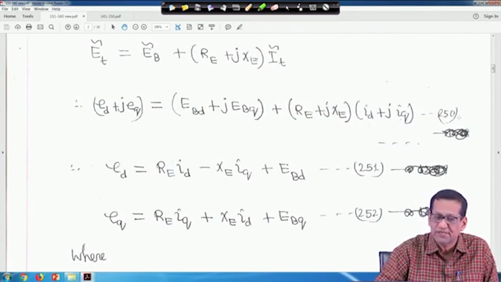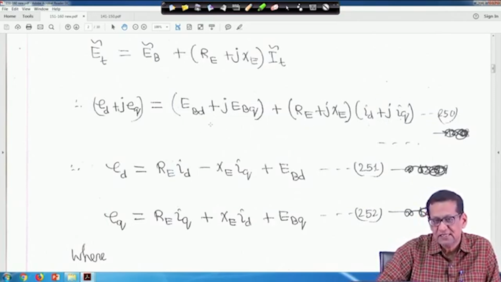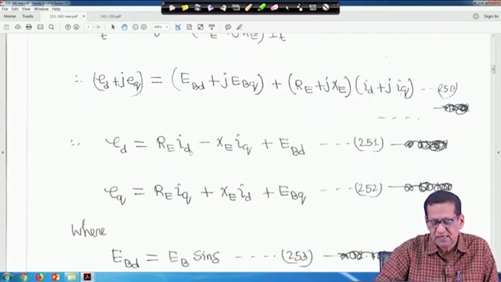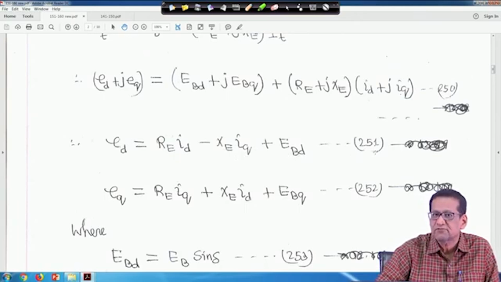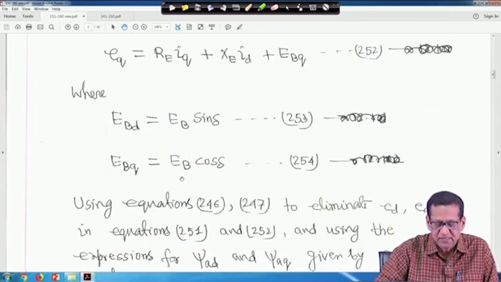This is equation 250. If you multiply the second term and collect the real part and imaginary part, then E d will be equal to R e I d minus X e I q plus E b d. This is equation 251, and E q will be R e I q plus X e I d plus E b q. This is equation 252, where we have given that E b d is equal to E b sin delta and E b q is equal to E b cos delta. These are equations 253 and 254.